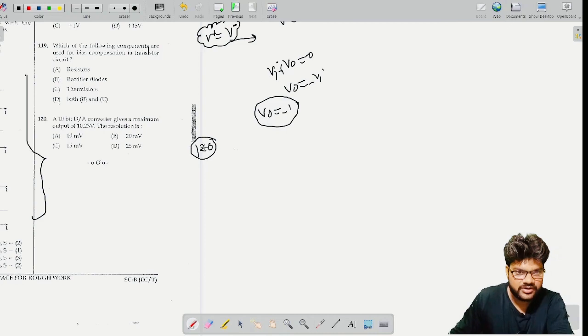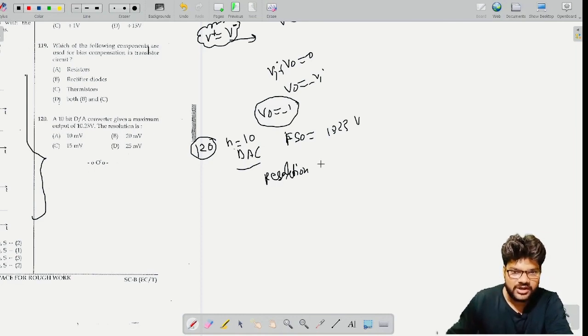This is question number 120. A 10-bit digital to analog converter. So number of bits we are given is 10 and DAC gives a maximum output, or full scale output, of 10.23 volt, okay. The resolution, we know resolution. If you check out the options, resolution is asked in volt, and resolution in volt is nothing but step size, right.